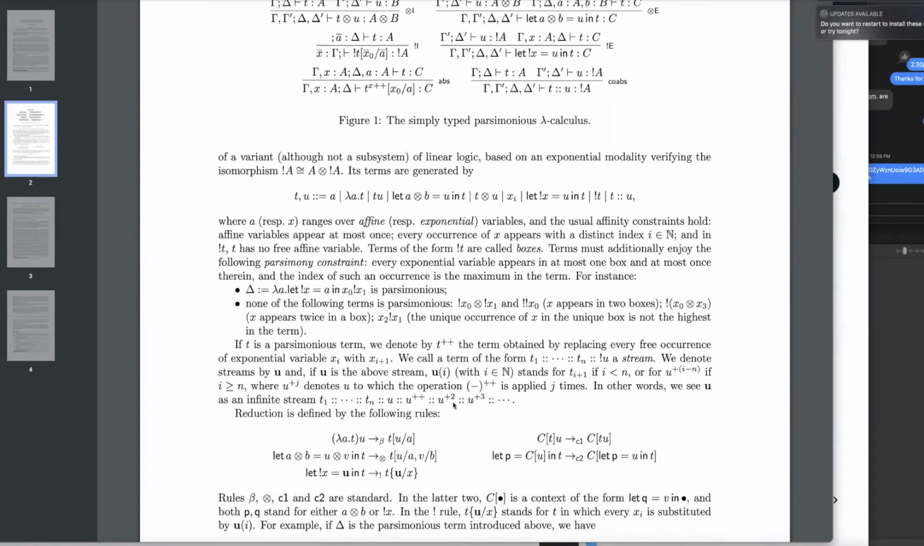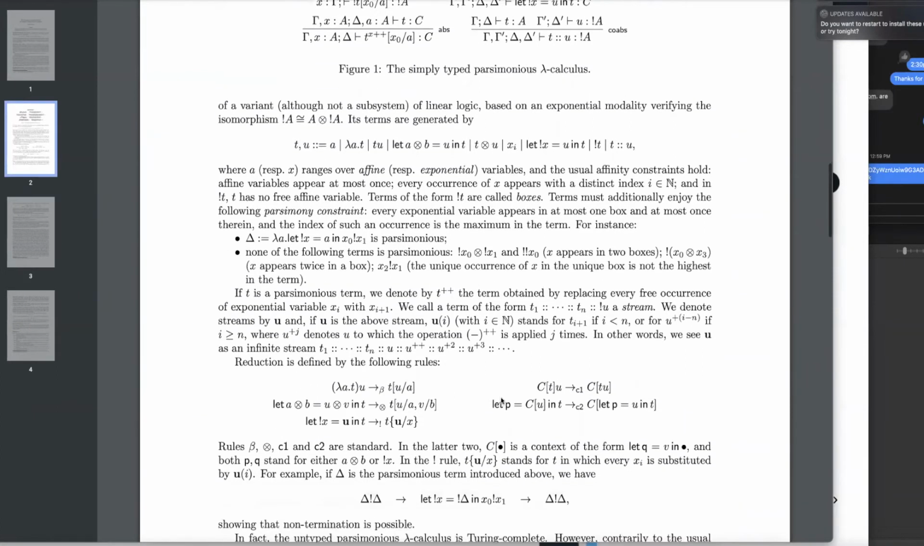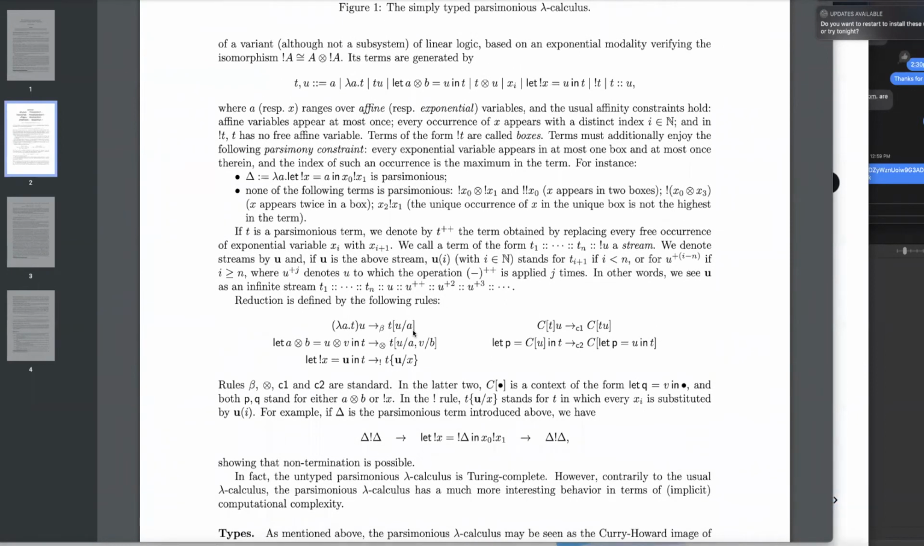So this is what it looks like. You have some finite prefix of terms, then you have u and copies of u thereafter. Then the evaluation is pretty much as you would expect. We just went through the intuitions. If we apply an affine abstraction to a term u, then we just get the body of the abstraction with u substituted for a and t.